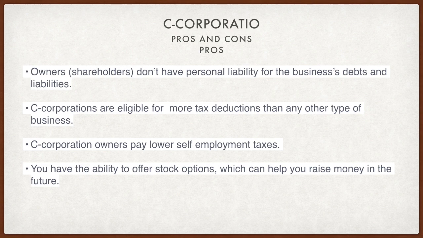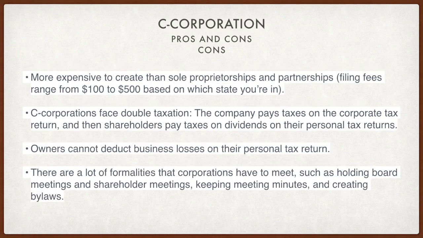Some of the pros of having a C corporation: owners and shareholders don't have personal liability for the business debts or liabilities. C corporations are eligible for more tax deductions than any other type of business. C corporation owners pay lower self-employment taxes. You have the ability to offer stock options, which can help you raise money in the future.